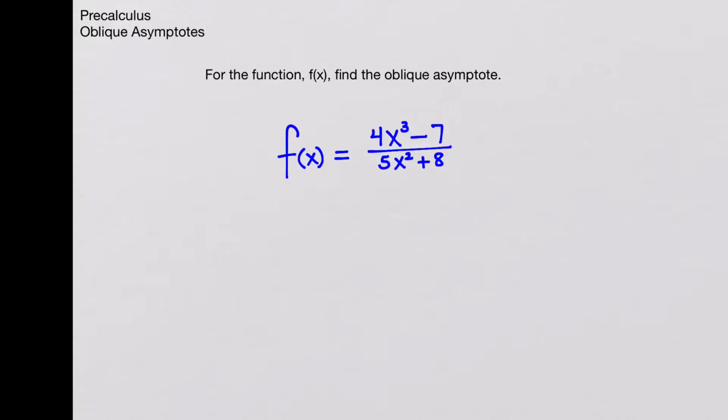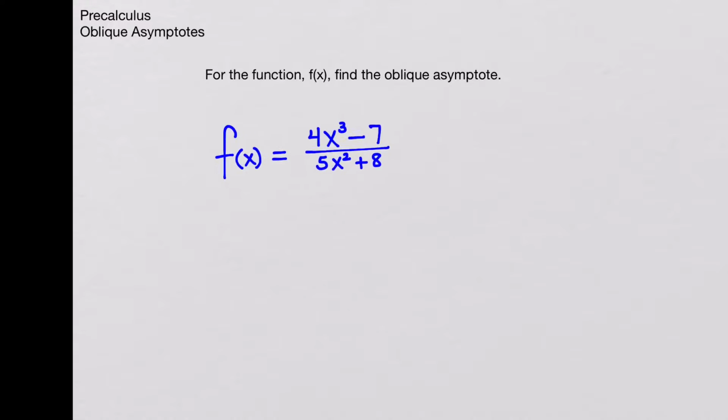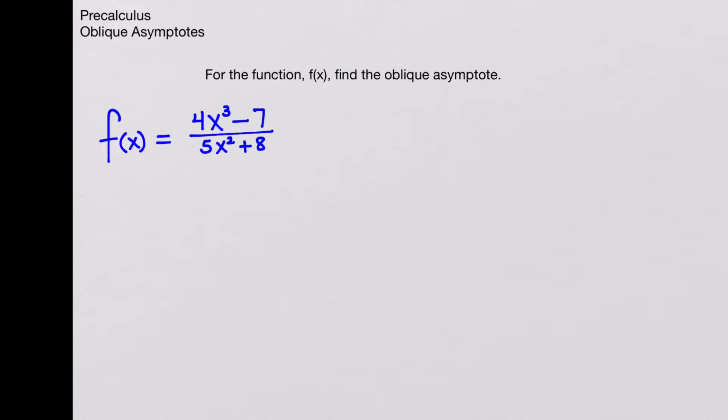In this problem, we need to find the oblique asymptote for the function f of x equals 4x cubed minus 7 all over 5x squared plus 8. To do this, I'm going to use long division. So I'm going to start by taking my function and moving it to the side because I need a lot of room to do this.